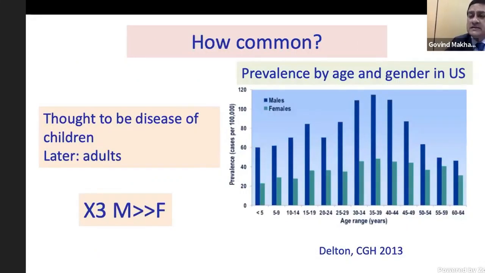So how common is this disease? It was first thought to be a disease of children, seen mainly by pediatricians. But in the last 15 years or so, a lot of adult gastroenterologists also see this disease entity. It occurs across all age groups, starting from less than 5 years, even 2 years of age, and can be seen as late as 60 or 70 years of age. It is more common in males compared to females. So one must remember that the disease is not uncommon.